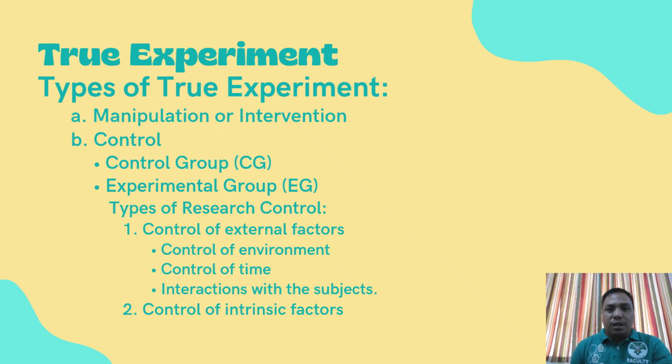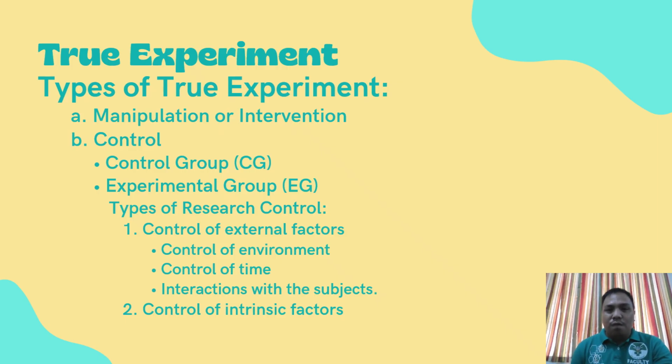In terms of the true experiment, there are elements of a true experiment. We have the manipulation or intervention. In a true experiment, the researcher actively changes or manipulates the independent variable to observe its effects on the dependent variable. In the control, that is to ensure that other factors do not influence the result, allowing the effect of the independent variable to be accurately measured. We have your control group, that's a group that does not receive the intervention, serving as a baseline for comparison. And then we have your experimental group, that is a group that receives the intervention or treatment that is being tested.